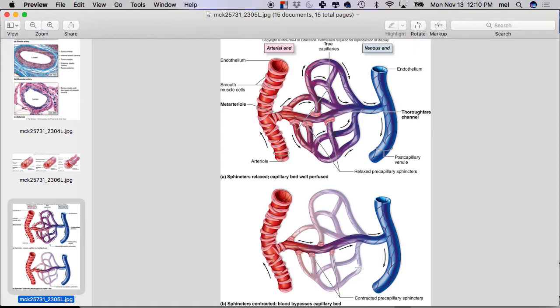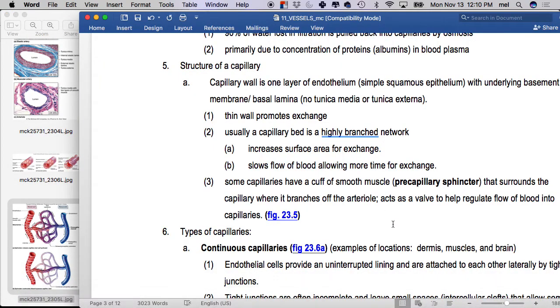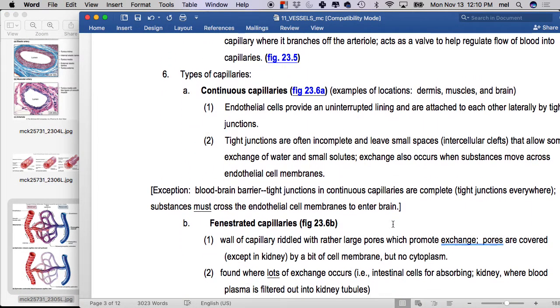Does that make sense? And are the precapillary sphincters at the arterial end or the venous end? Arterial end, right? So you're like, we have got places for this blood to be. So you shut down the blood flow, force it through the thoroughfare channel and back into circulation. Okay? So this is precapillary sphincters forcing it through blood flow quickly.